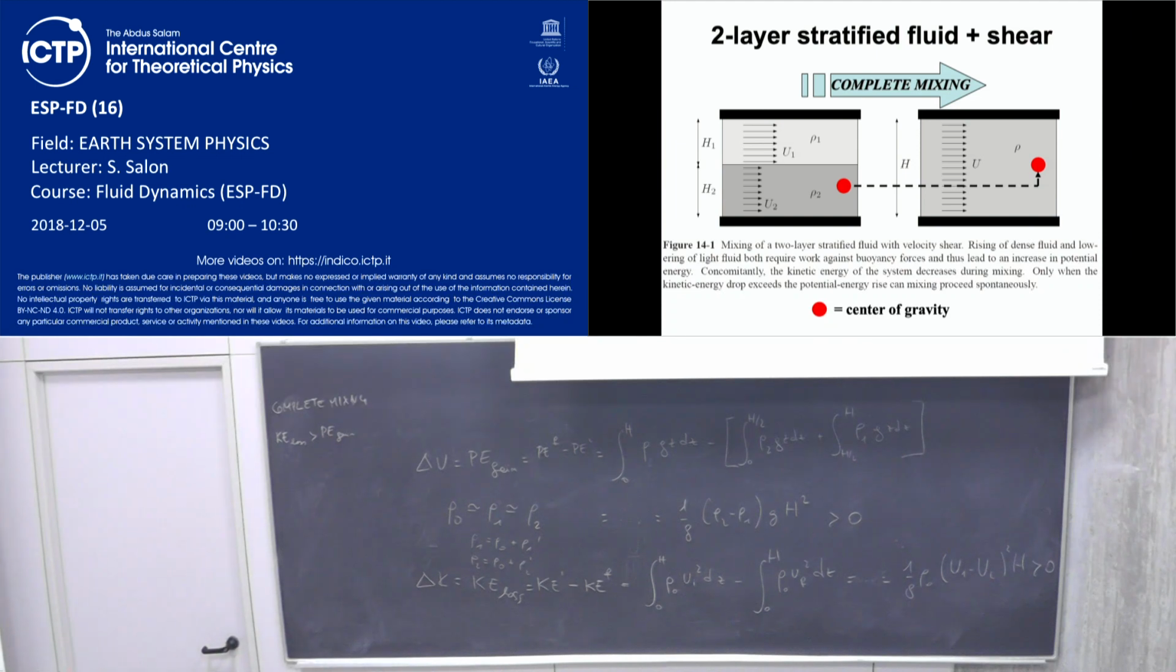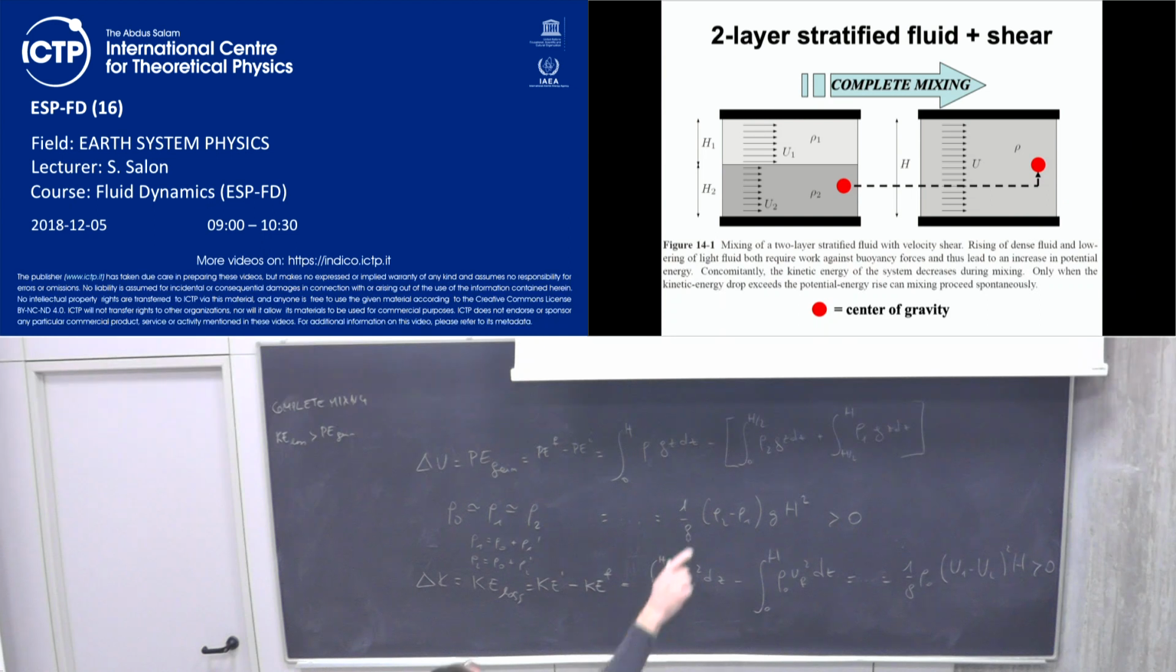So it means that as long as the velocity shear is in some sense supplied to the system, I keep releasing kinetic energy, so I keep transferring energy from the velocity shear to the stratification, and so I'm sustaining the mixing. Okay, so I'm keeping the center of gravity rising up.